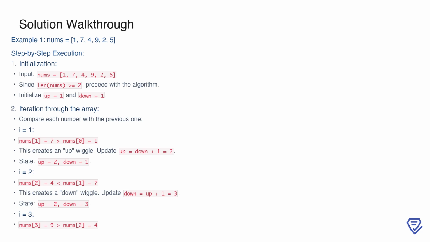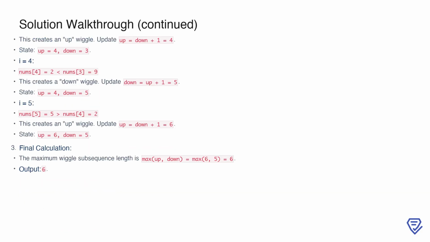Finally, for i equals 3, nums[3] equals 9 is greater than nums[2] equals 4, creating another upward wiggle. This upward wiggle at i equals 3 leads us to update up to down plus 1, resulting in up equals 4 and down equals 3. Moving forward to i equals 4, nums[4] equals 2 is less than nums[3] equals 9, forming a downward wiggle. We then update down to up plus 1, giving us up equals 4 and down equals 5.